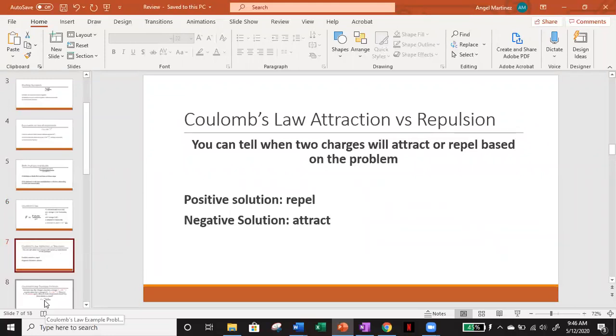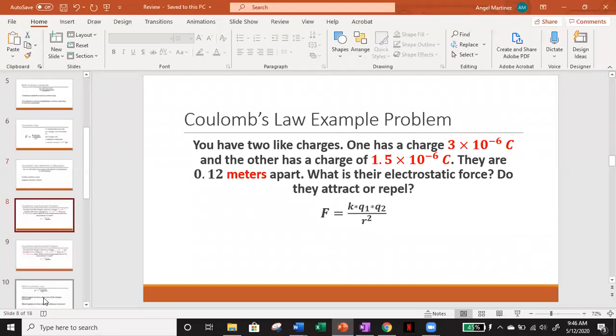Right? So let's do a practice problem. We have two like charges. One has a charge of 3 times 10 to the negative 6. The other has a charge of 1.5 times 10 to the negative 6. And they are 0.12 meters apart. What is the electrostatic force, and do they attract or repel?